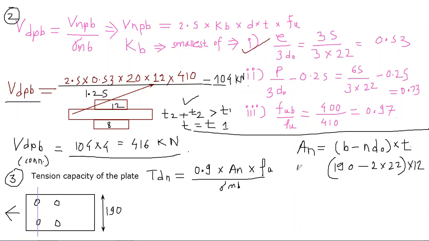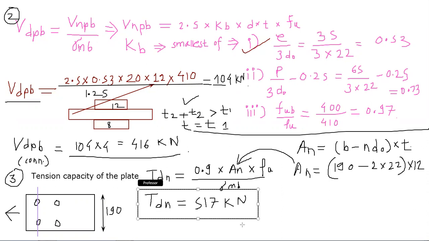Okay. So now you will ultimately get this value of AN. Substitute this value of AN here in this formula for the TDN, and at last you will get the value of TDN. The value of TDN ultimately comes out to be 517 kilonewton. This value you will get when you solve it on your calci.